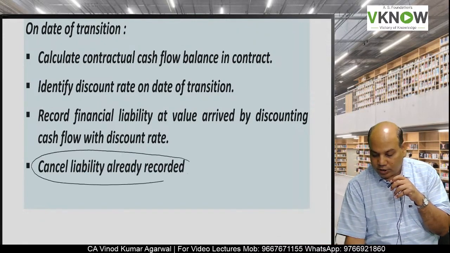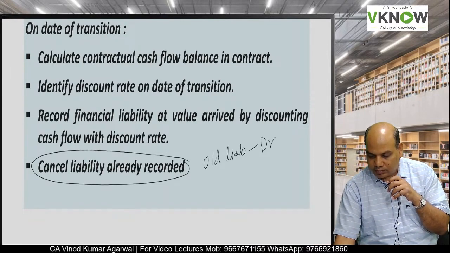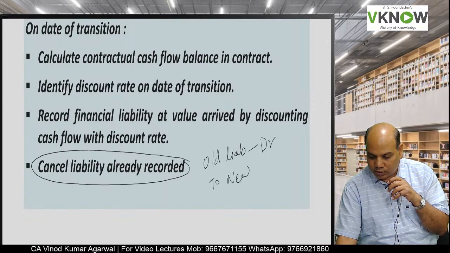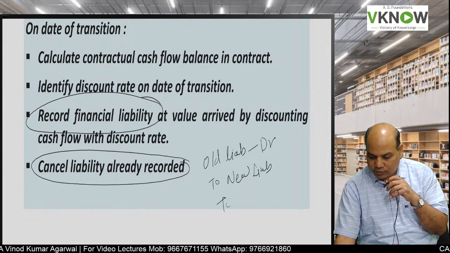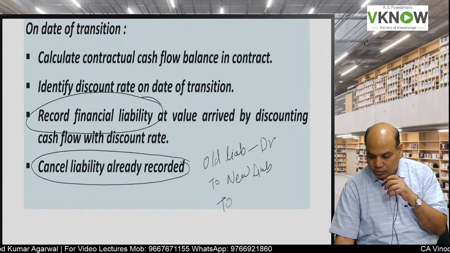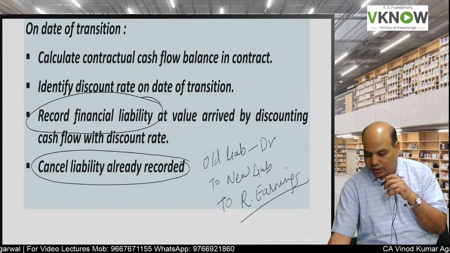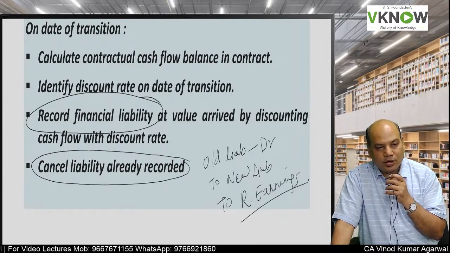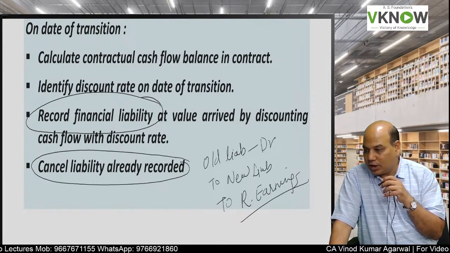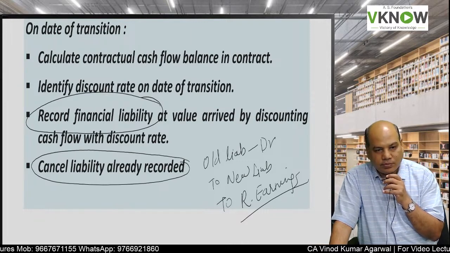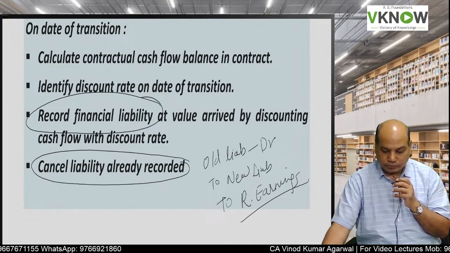So old liability will be cancelled. Old liability debit to new liability as per Ind AS 32 will be recorded, and if there is any difference between the two, then it will be adjusted in retained earning. So this is the treatment on the date of transition, that is when the entity applies Ind AS for the first time. What will you do with the compound financial instrument?